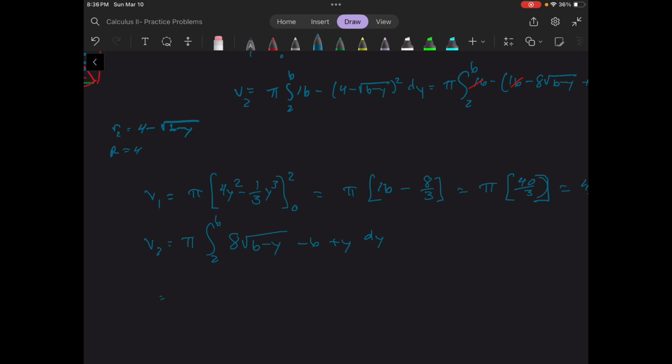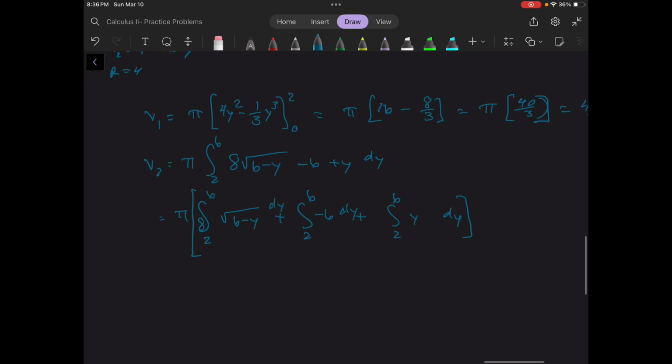This is the same thing as pi integral from 2 to 6 of square root of 6 minus y, plus the integral from 2 to 6 of negative 6, plus the integral from 2 to 6 of y. All of these have dy's, and I'll probably join it all back together before I plug in the 6 and the 2. But for this integral right here, we can do a u sub for the inside composite function.